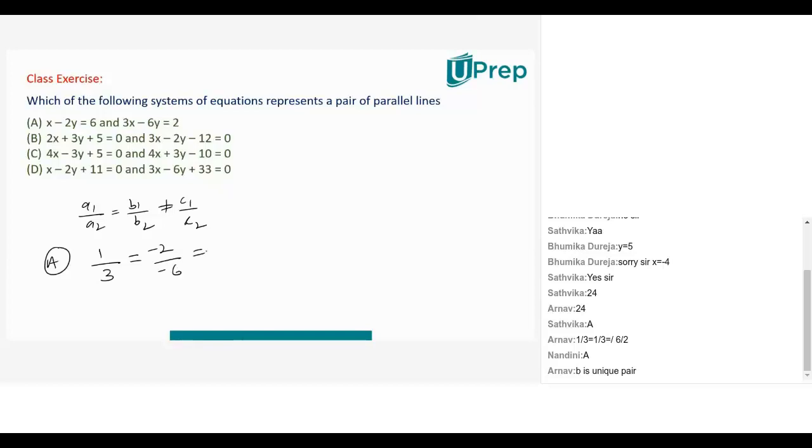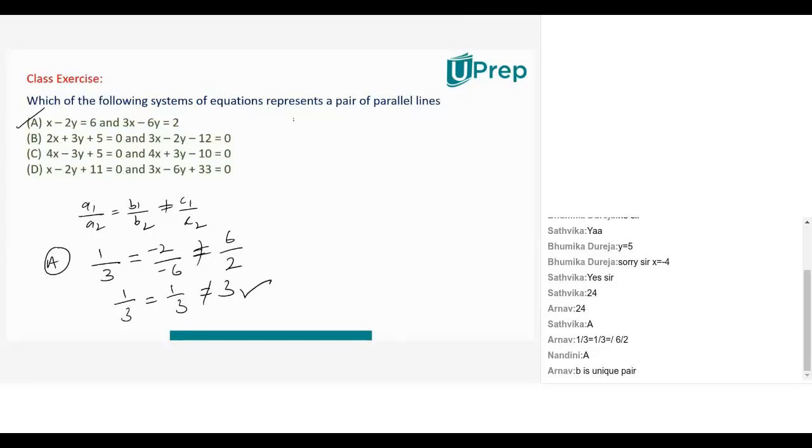So clearly 1 by 3 equal to 2 by 6 is nothing but 1 by 3. This is not equal to 3. So obviously A1 by A2 equal to B1 by B2 not equal to C1 by C2. So obviously first one represents pair of parallel lines. What about second equation? Unique pair? Arnav, perfect. Let's check option B.